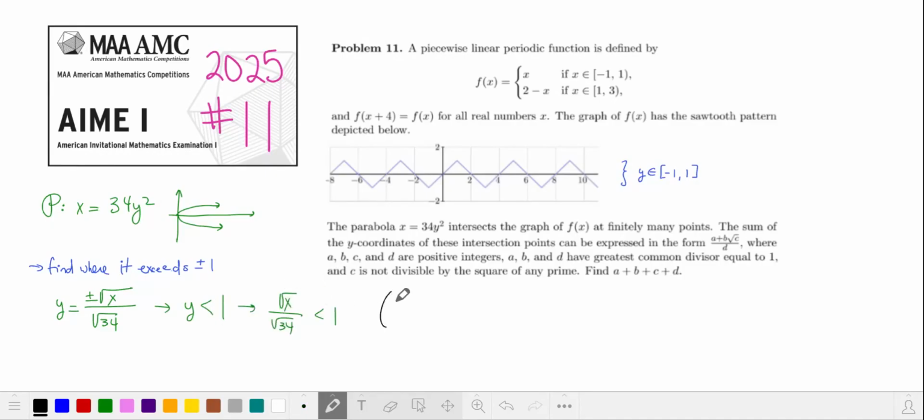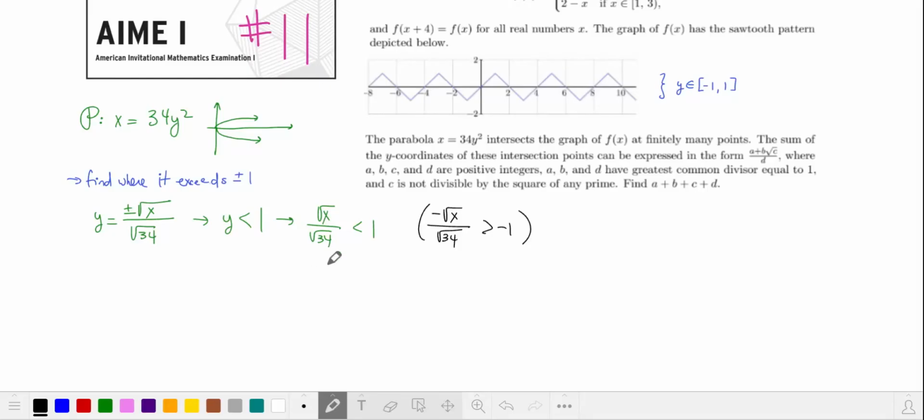This is equivalent to having the lower part of the arc where y is negative, x over root 34 is greater than negative 1. So we'll solve for x and square both sides. So right when x is equal to 34, the value of our parabola will go beyond the bounds of this sawtooth pattern.